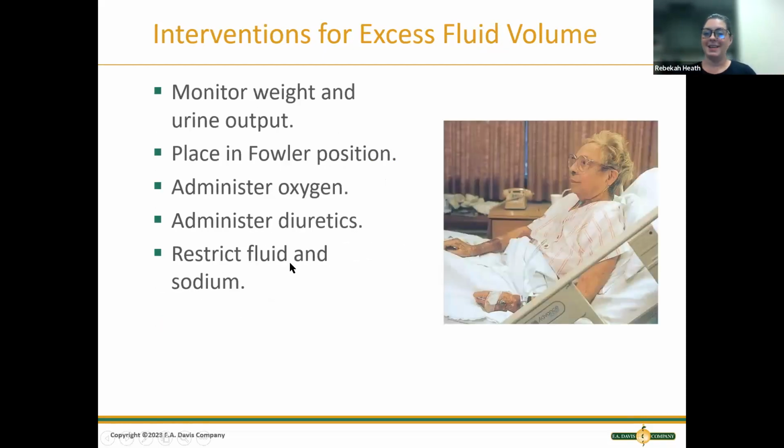Interventions. Well, the same thing as fluid deficit. We're going to monitor weight, monitor urine output, monitor I&O, sit them a little bit more upright, like this gal here in the picture. They might need oxygen, depending if it's really affecting their breathing. They might need some diuretics, and we're going to be restricting the fluid and sodium.